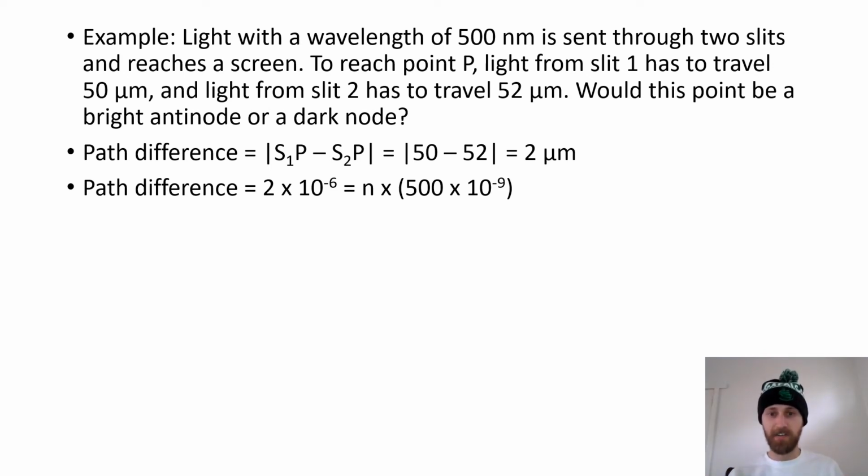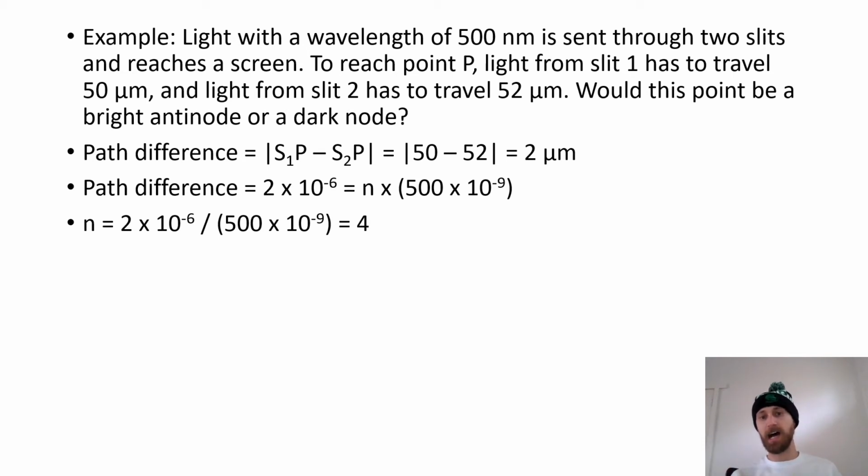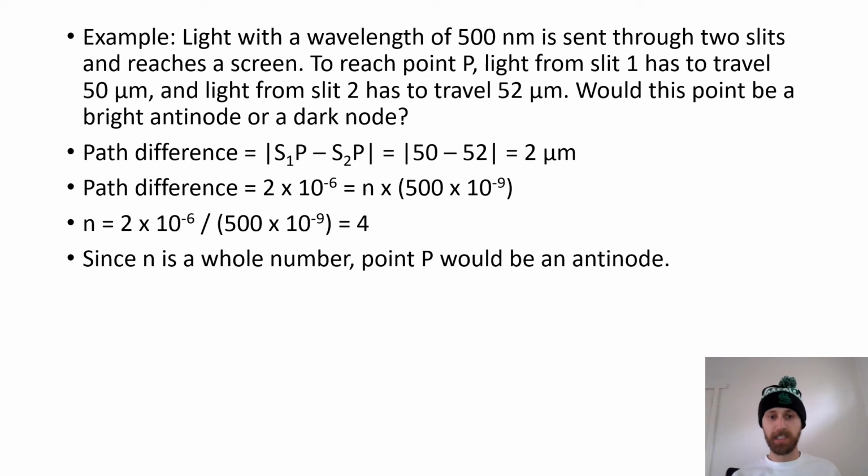Wavelength here is 500 nanometers, so that's where the 500 times 10 to the negative 9 comes in that line. So if we solve that equation, we find the value for n is going to be 4, so that tells us that the path difference is the wavelength times 4, and that tells us that, since we've got a whole number for n, we're going to have an antinode, a bright area at that spot on the screen when the path difference is equal to those 2 micrometers.